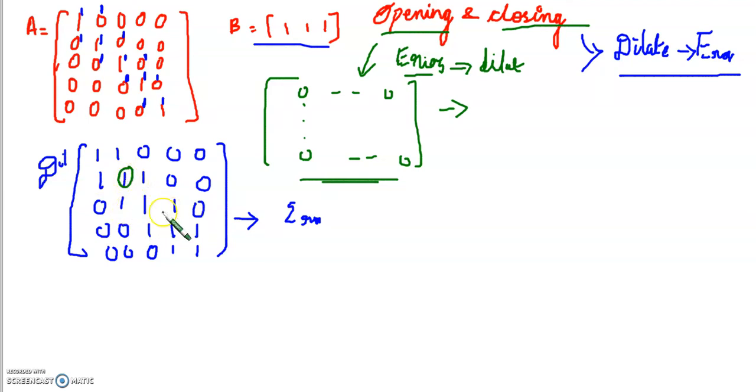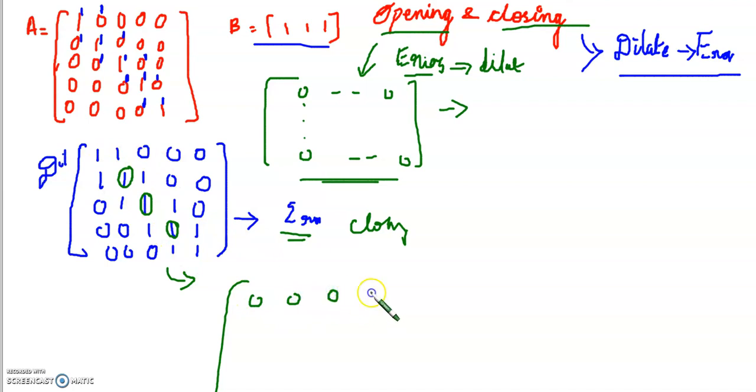When I consider this row, when I take this as my center, it will be fully contained. Similarly, when I take this as my center, it will be fully contained. In other positions, it is not contained. So my result of dilation followed by erosion, that is closing, the result after closing will be: all these rows will be 0 because there is no full overlap. All this will be 0. Here I will be having a 1. All others will be 0.